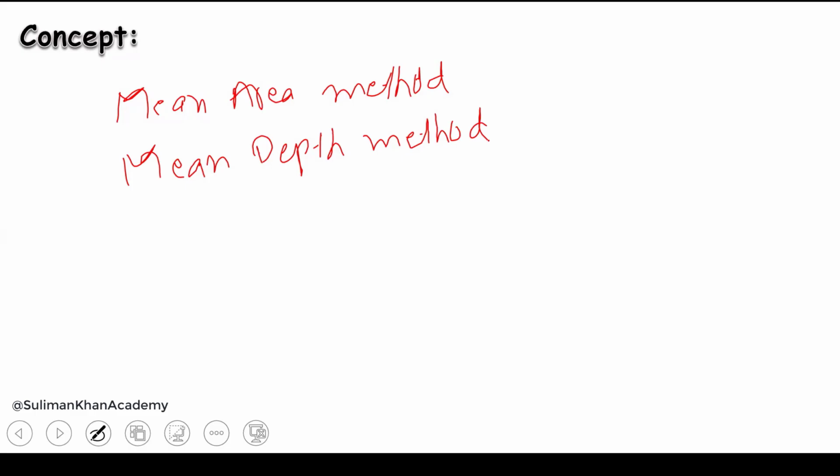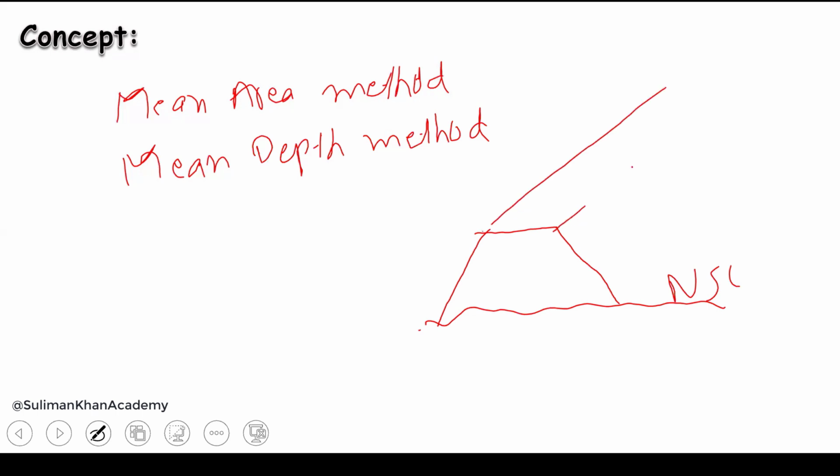Now, what do you mean by the mean area method and what do you mean by the mean depth method? Let's say we have this natural surface level, which is initial, and we have some filling over here, maybe an embankment for some filling formation, maybe a bank for a railway track. The section can be the same to that side as well, such as this one.